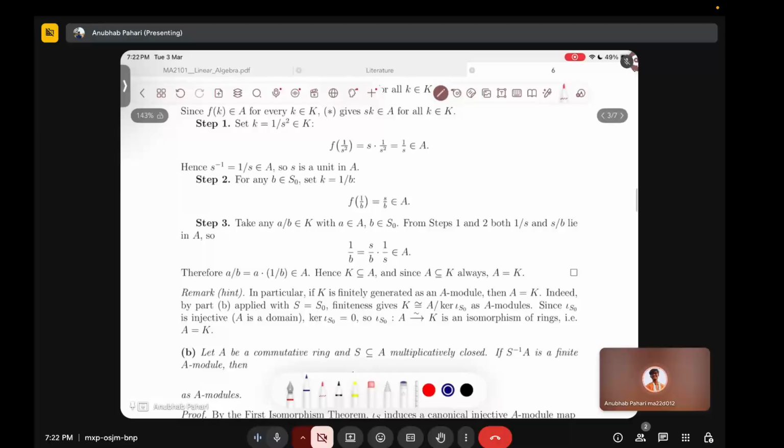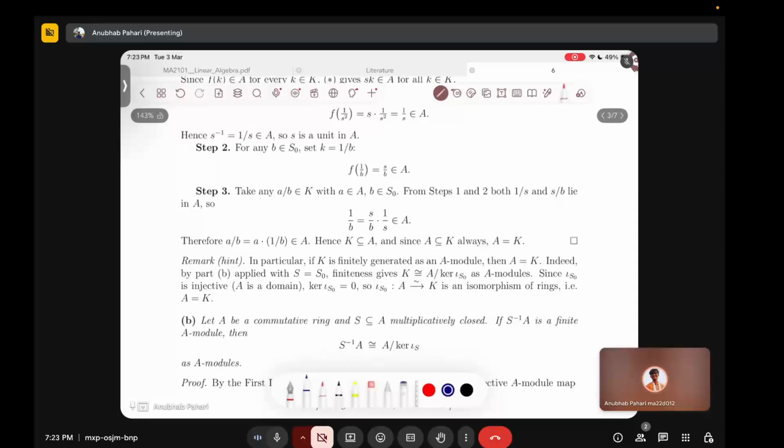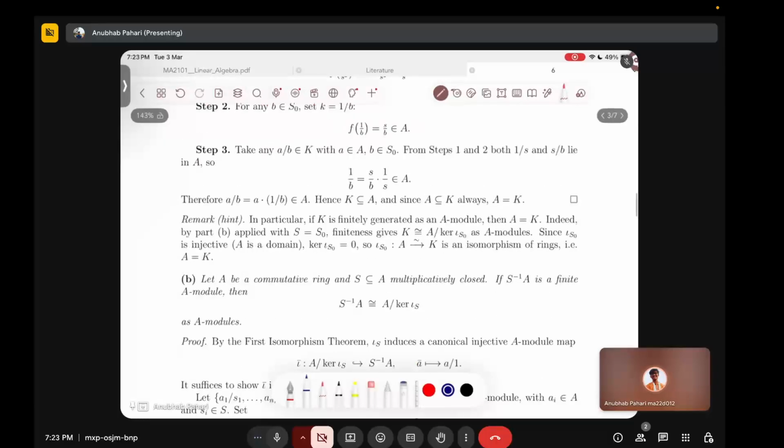For step 2, for any small b belongs to S0, if you take k as 1 by b, then f of 1 by b is s by b, which belongs to A. And step 3, take any a by b belongs to capital K with a belongs to capital A and small b belongs to S0. From steps 1 and 2, both 1 by s and s by b lie in A. So 1 by b equals s by b dot 1 by s, which belongs to capital A. And therefore a by b equals a dot 1 by b, which belongs to capital A, and hence capital K is contained in capital A, and since A is a subset of K, always A equals K.